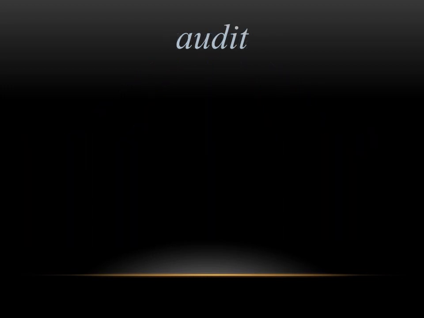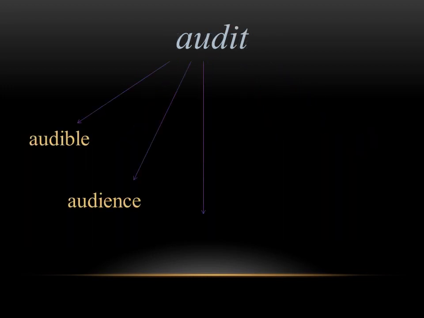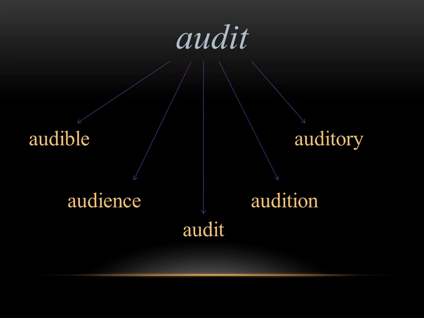From audit, we get audible, audience, audit, which is the same spelling. We get audition and auditory, and even words like auditorium. They're all holding on to this root of hearing. So audit means he or she hears. And if you think of an audible in football, you know, if a quarterback calls an audible, it means they're changing the play. You have to hear that audible. You're listening to something to understand.